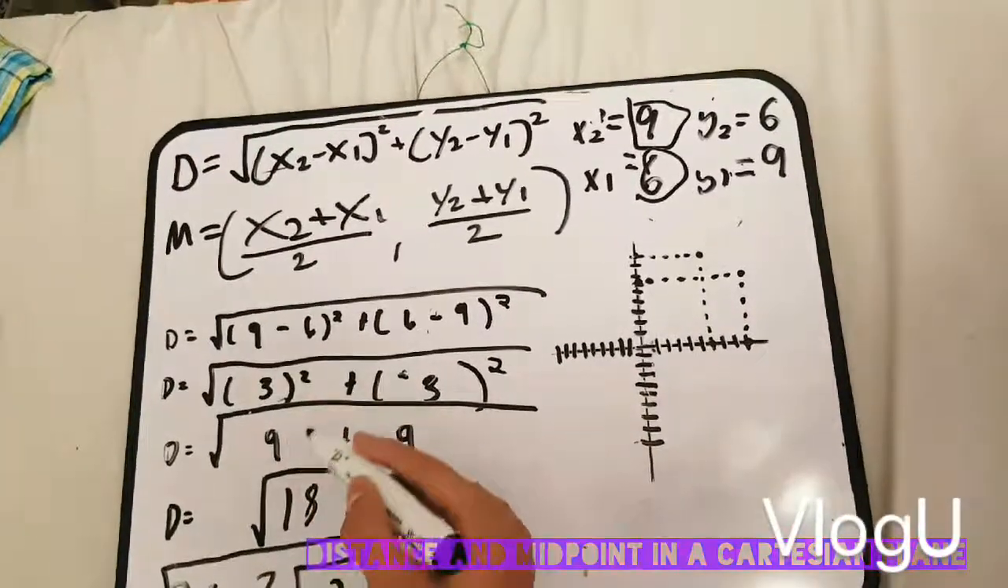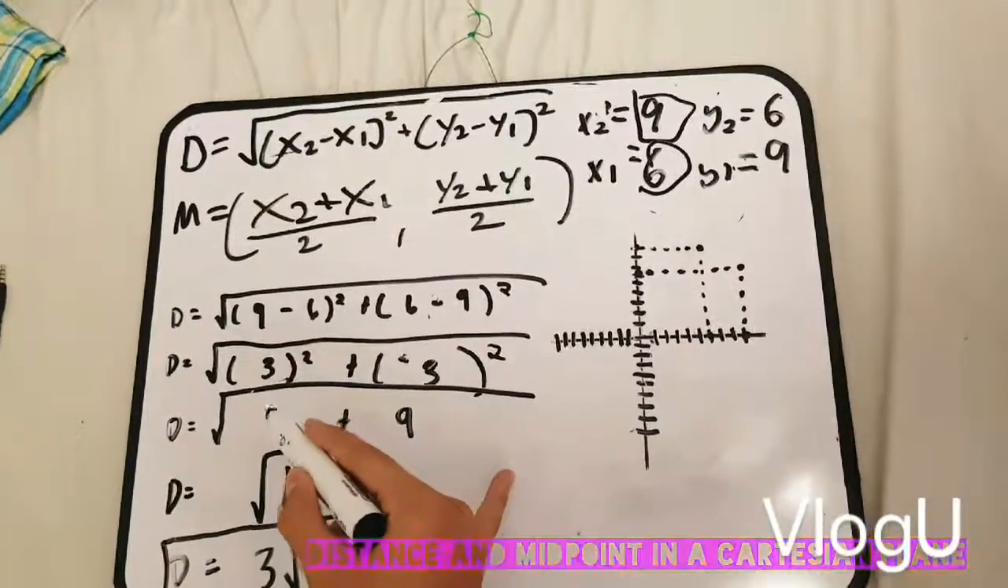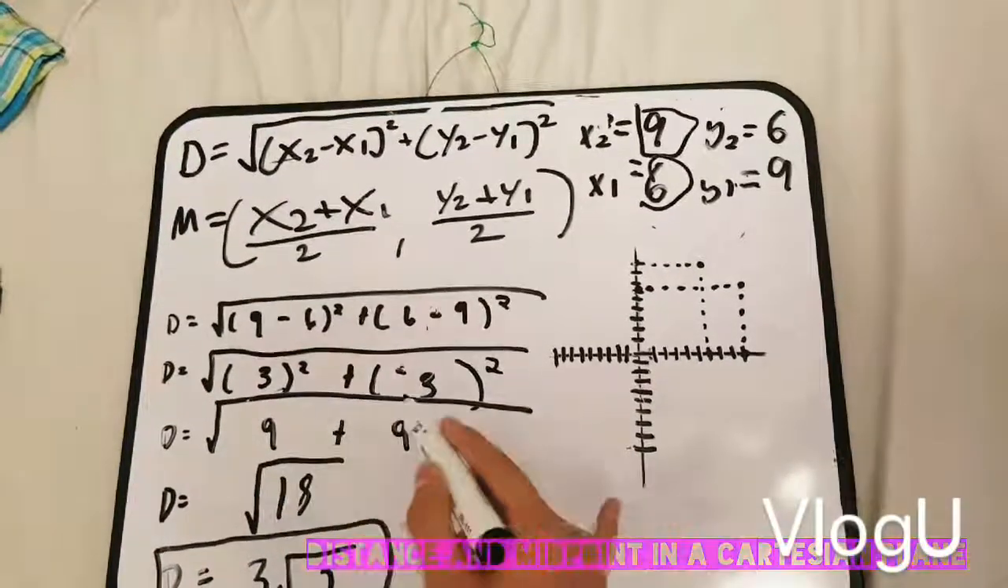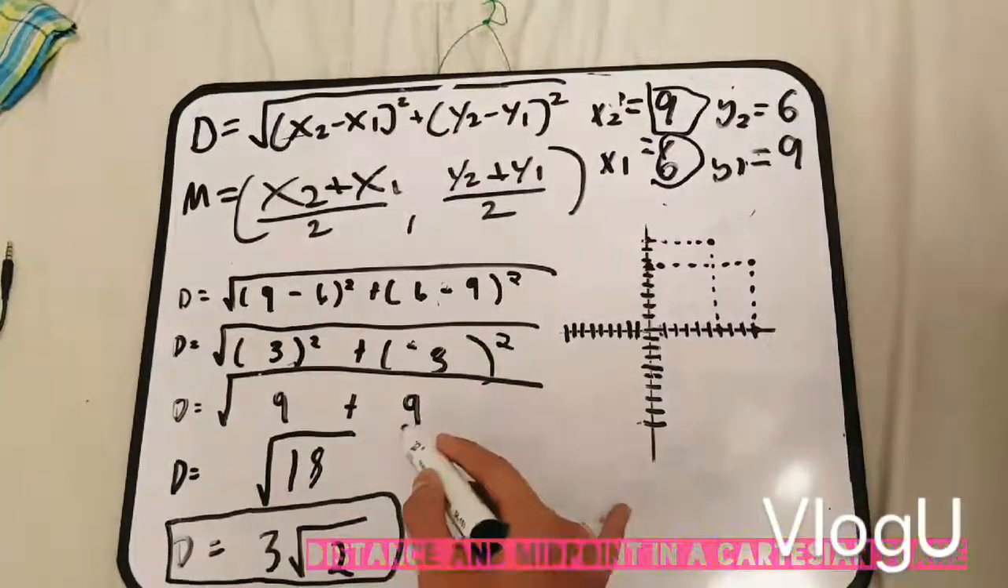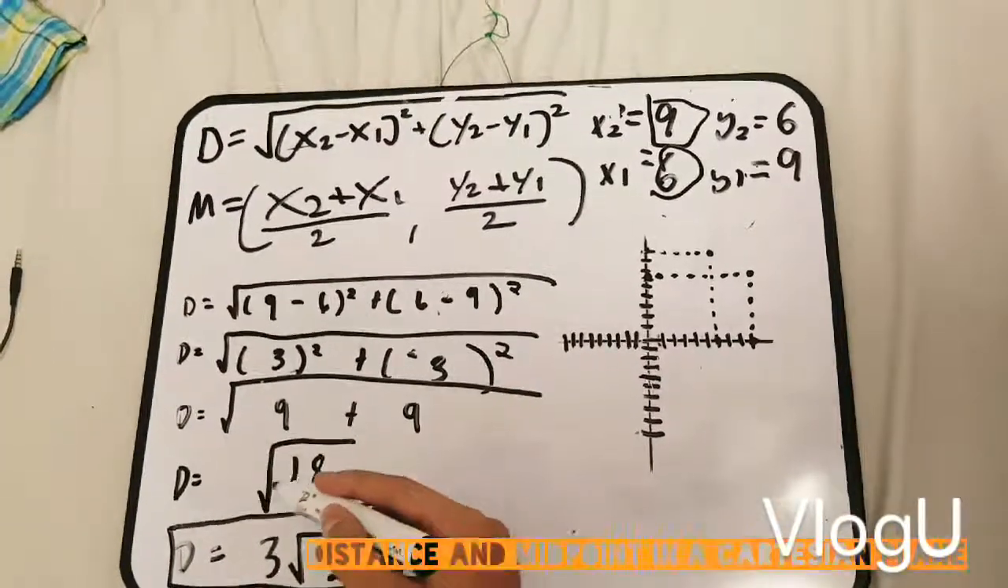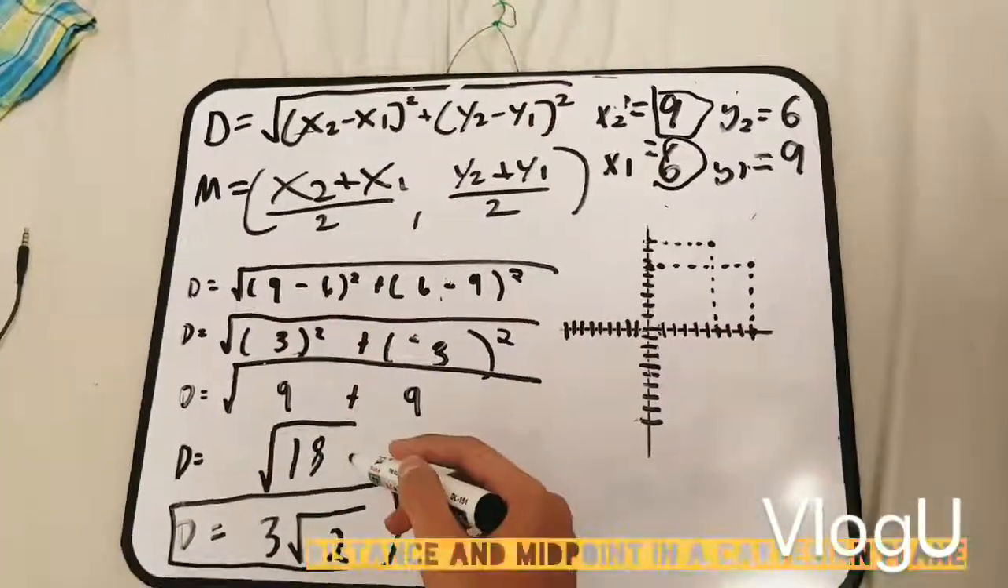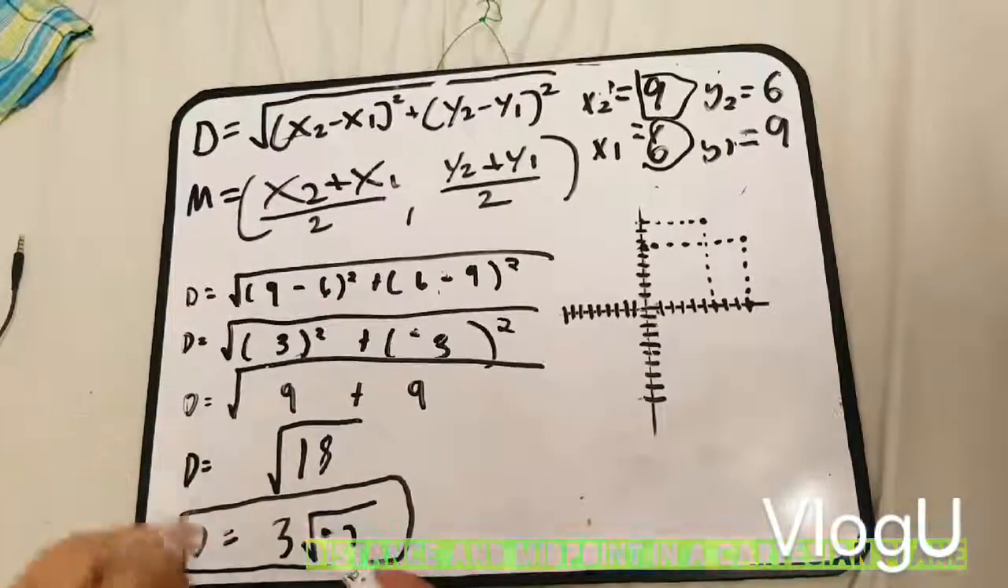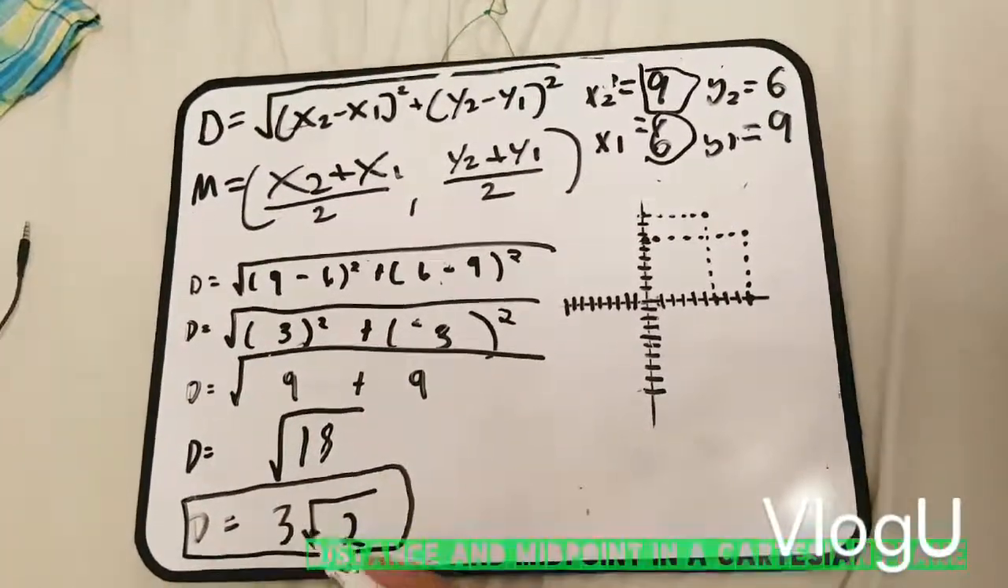We will now square them. 3 squared is equal to 9. Negative 3 squared is equal to 9. D is equal now to square root of 18. And for our answer, it's 3 square root of 2.